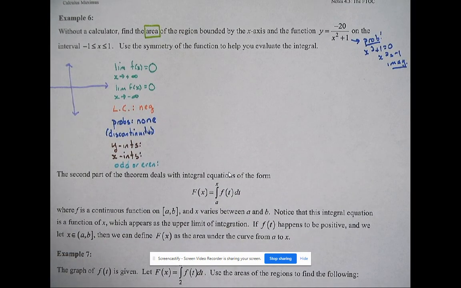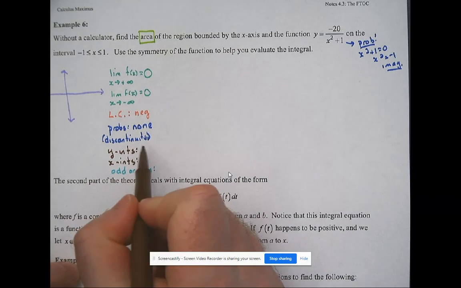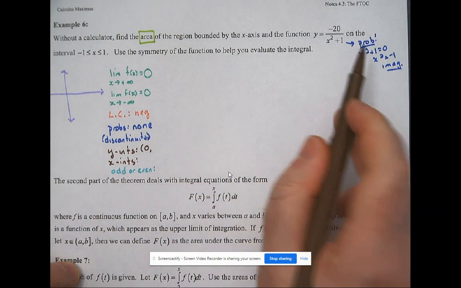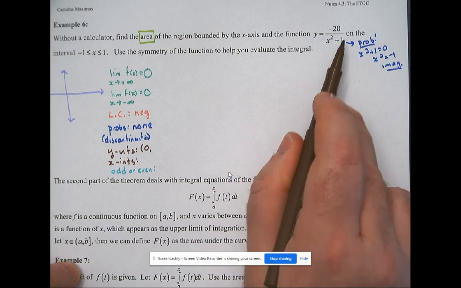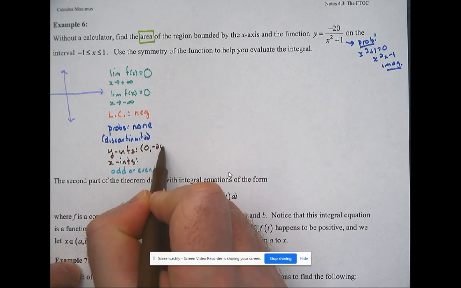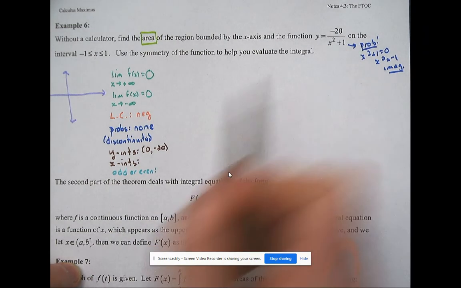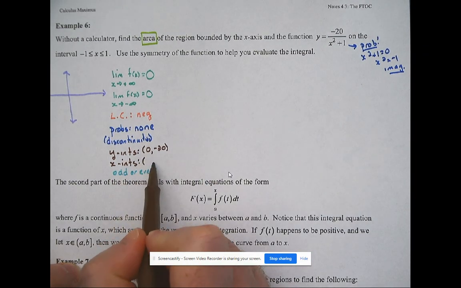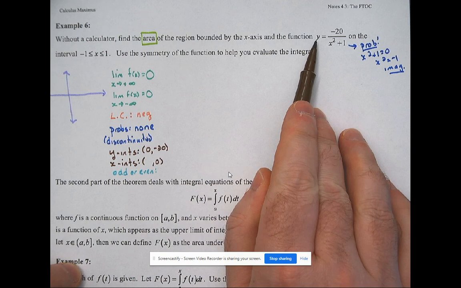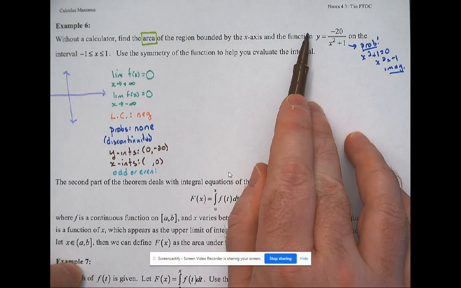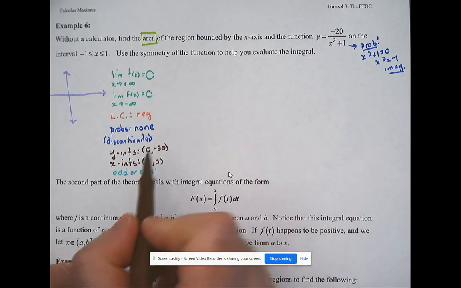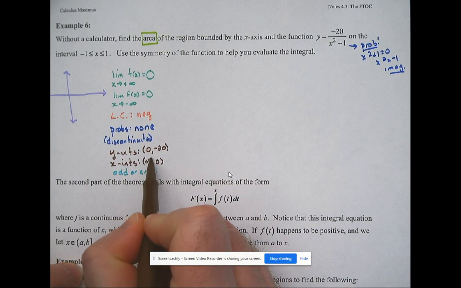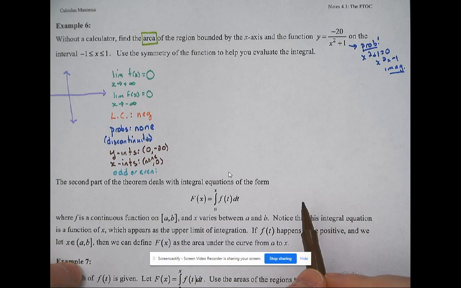All right, my y-intercept. We find a y-intercept by plugging in who for x? 0 for x. So when I plug in 0 for x, 0 squared is 0, plus 1 is 1, -20 divided by 1, -20. Now, to find the x-intercepts, I plug in 0 for y. So if I put in 0 over here, well, the first thing I'd have to do is cross-multiply, which would kill this off, and it would say 0 equals -20. Not possible. There are no x-intercepts.